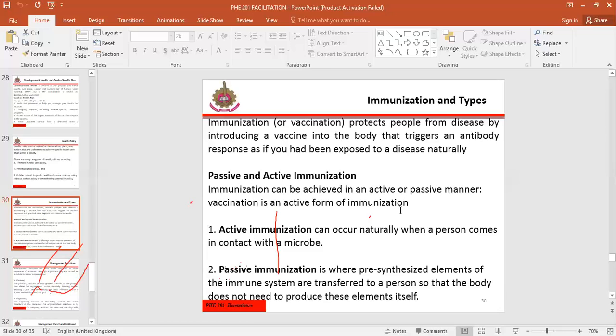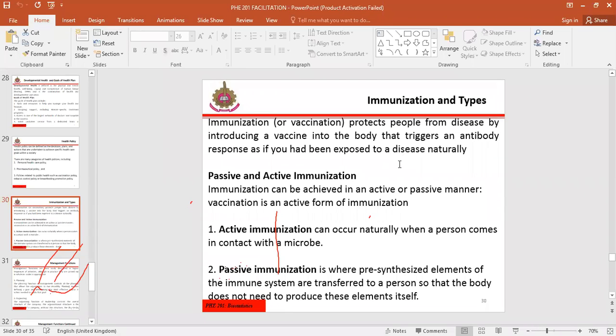Now let's move to immunization and the types of immunization. Immunization protects people from disease by introducing a vaccine into the body that triggers an antibody response as if one had been exposed to disease naturally.